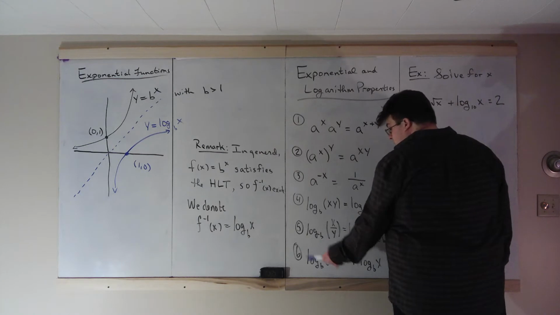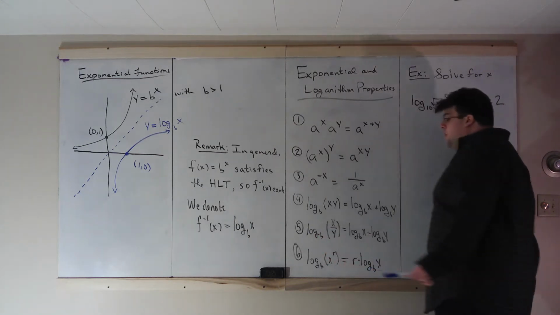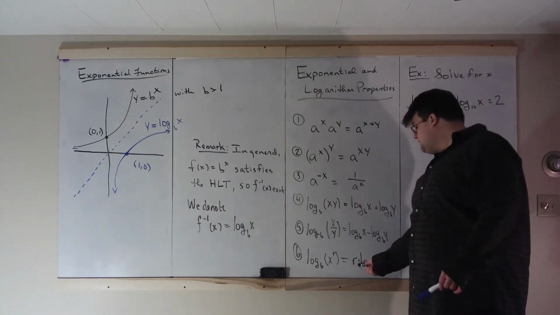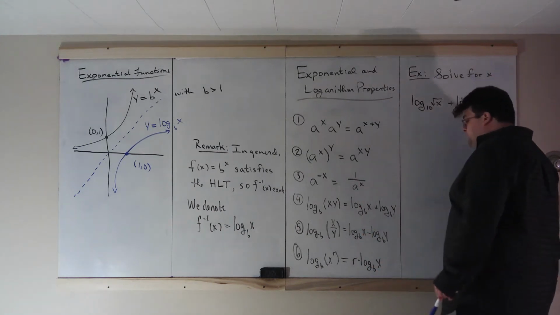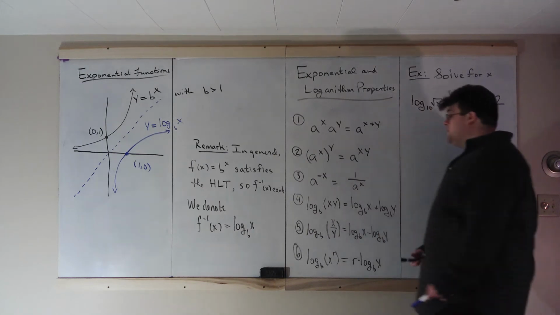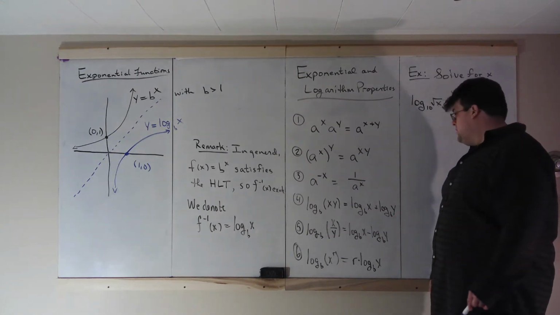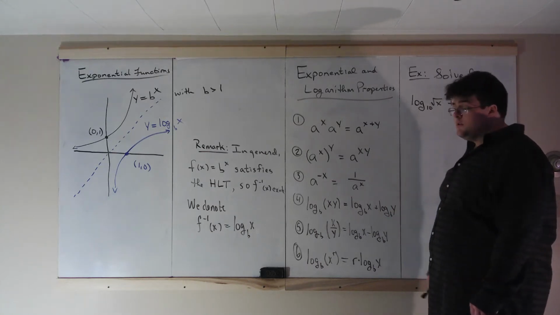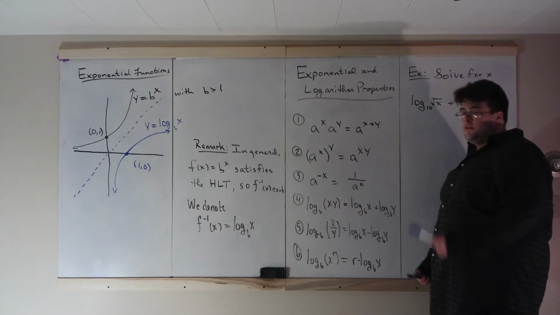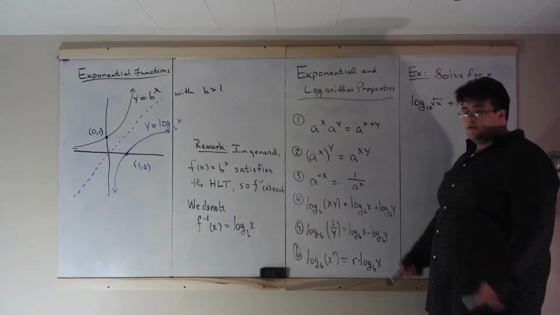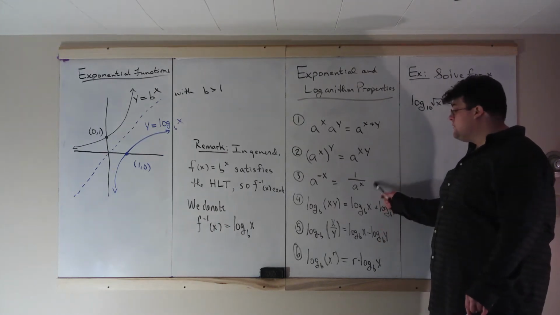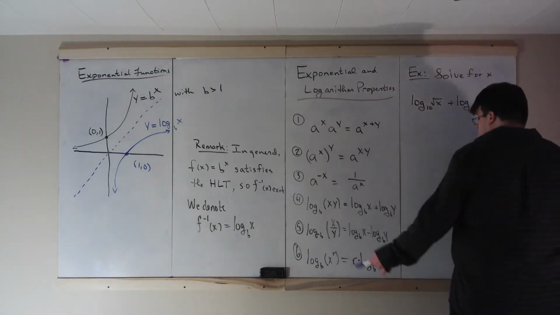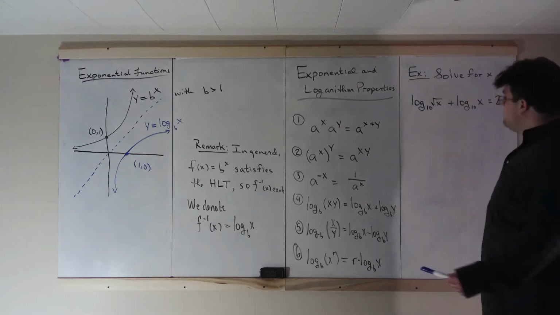The last one, I'm going to skip over 5 for a moment. The last one, the logarithm of x to some number: the exponent comes out in front using multiplication. And this fifth one is actually a combination of 4, 3 and 6. It's worth going through as an exercise, proving number 5 using 3, 4, and 6. But the logarithm of a quotient is the difference of the logarithms.